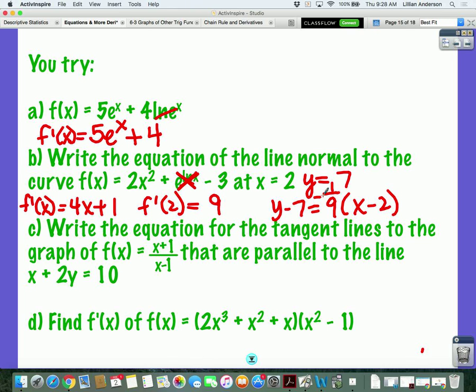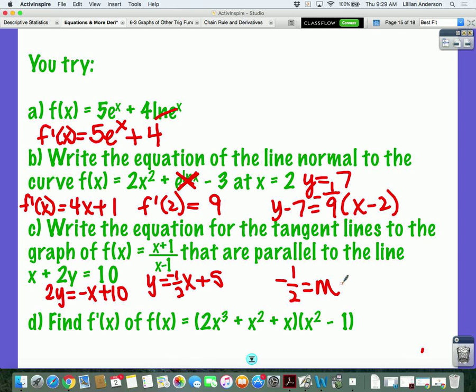All right. C. This one. Write an equation for the tangent lines to the graph of that function that's parallel to this line. Parallel lines have what types of slopes? The same. So you actually have to figure out the slope of this one line. Get it in slope-intercept form, and you figure out that the slope is negative 1/2. So you actually have to set the slope equal to the derivative to figure out what your points are so that you can write your equations.